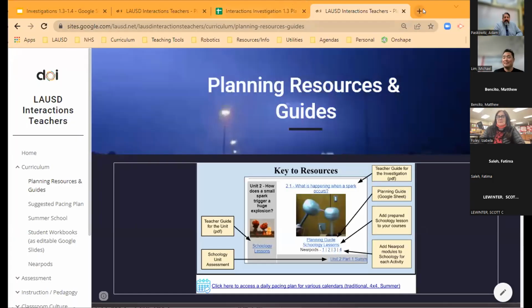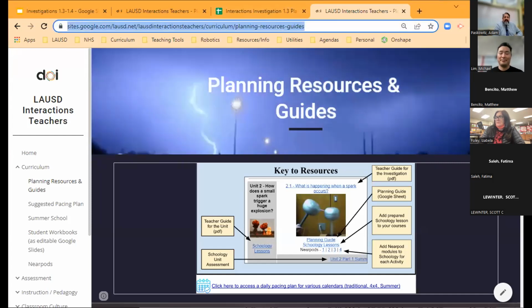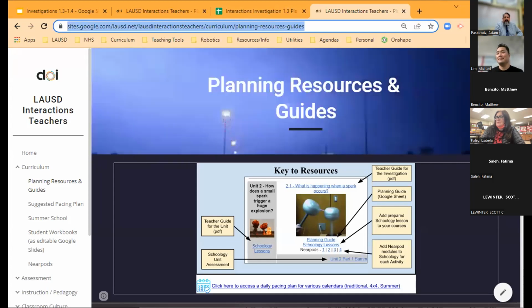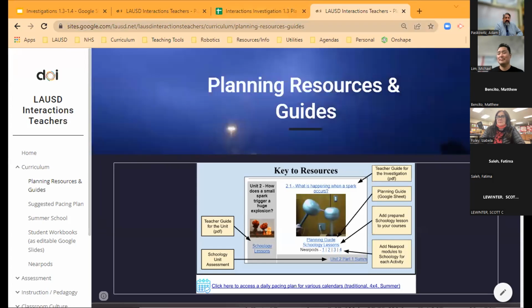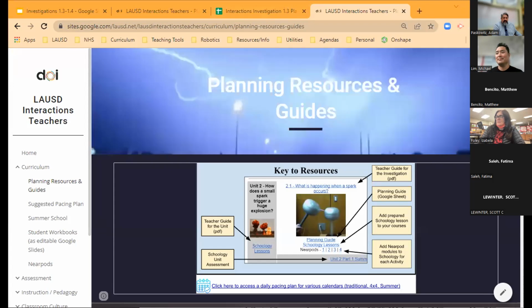So let me share this link again. This is on the Interactions website, and it is the page called Planning Resources and Guides, as you can see on the very top.